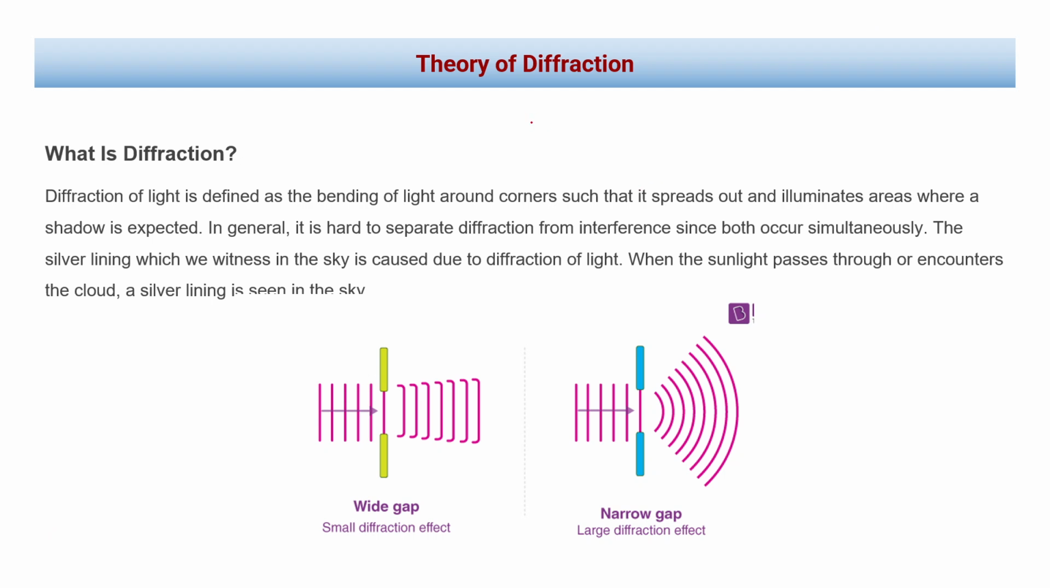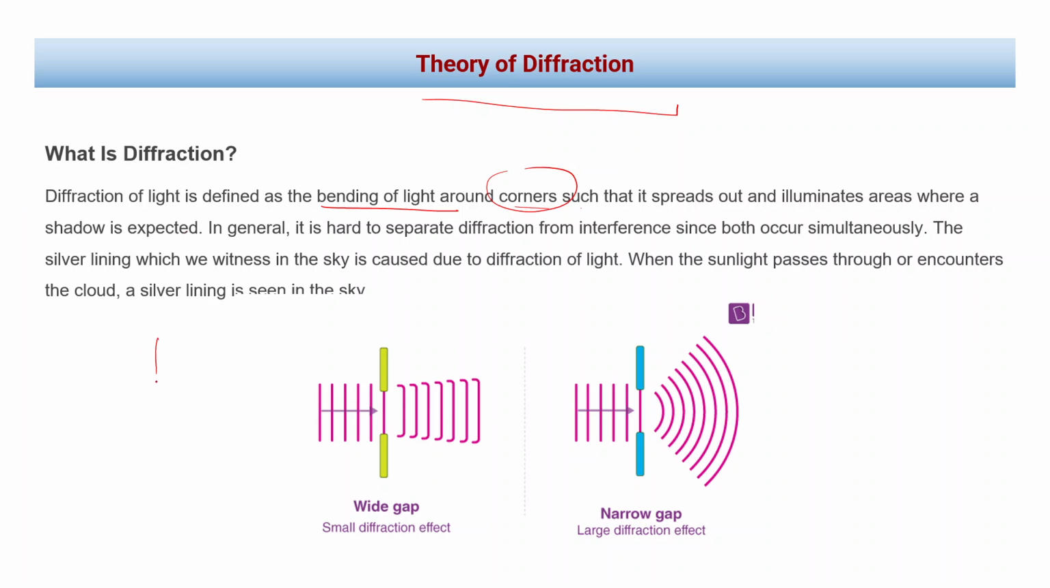Okay, so let's discuss more about the theory of diffraction. As I briefly mentioned, diffraction happens. Let's first read what this definition says. It says that diffraction of light is defined as the bending of light around corners or any kind of obstacles, such that it spreads out and illuminates areas where a shadow is expected.